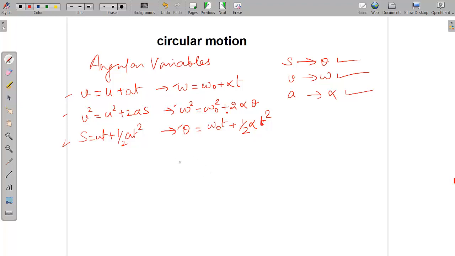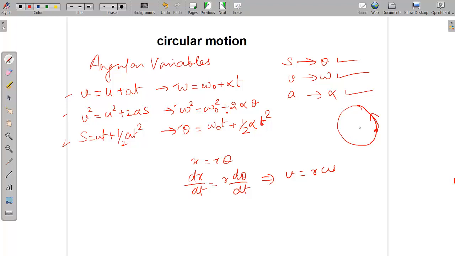So basically, one thing is x equals r theta, so dx by dt is equal to r d theta by dt, which implies v equals r omega. This was one formula. So v is the velocity of the particle on the path. Okay, so v is the velocity on the path, and omega is the velocity, the angular velocity.